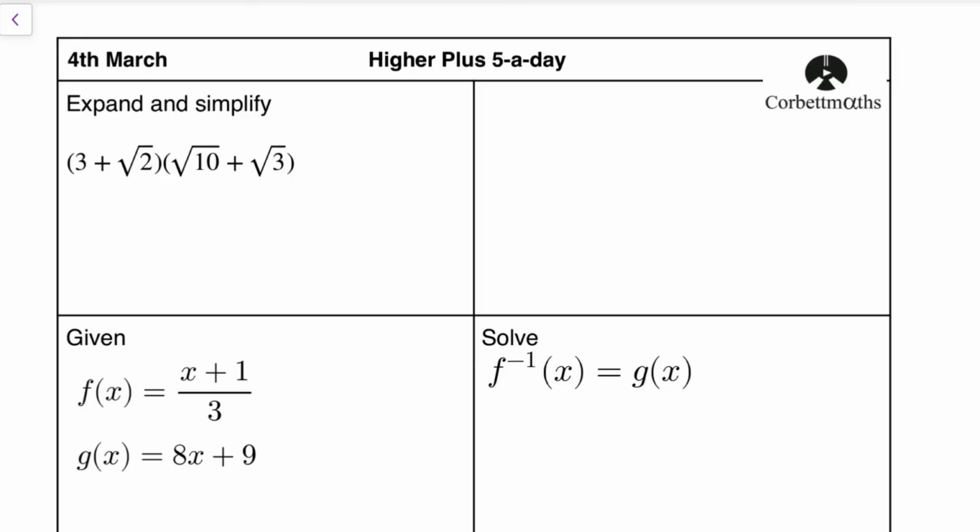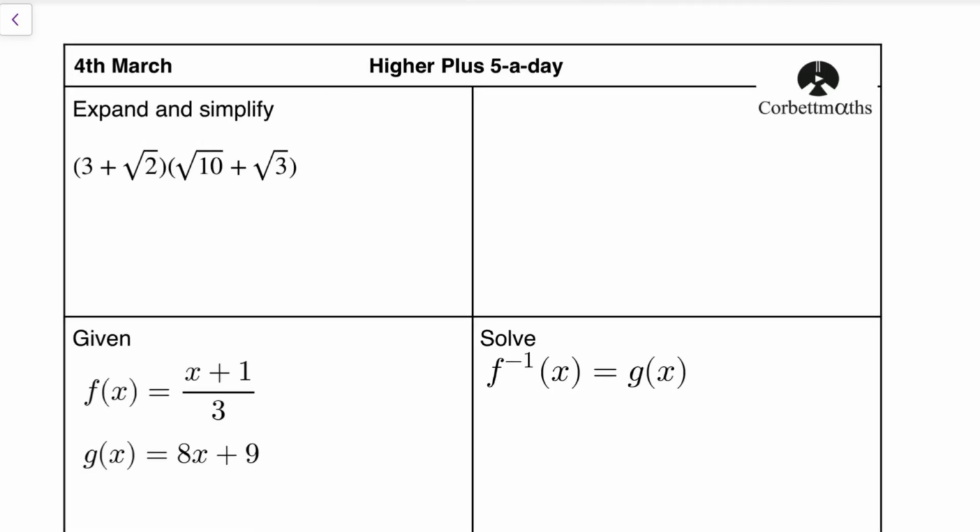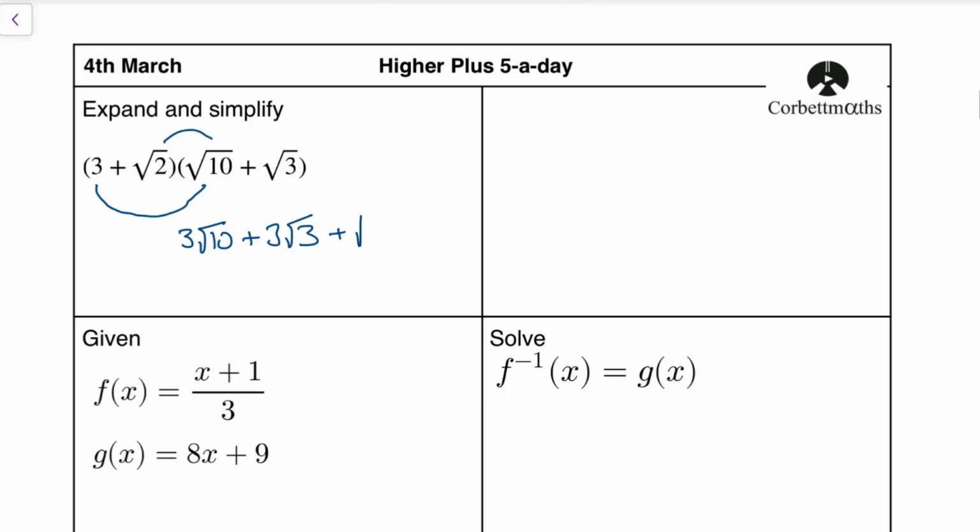Actually, this one doesn't look too bad, does it? So this is just an expansion using surds. So we've got a quadratic, so I'm going to do the usual, multiply everything by everything. So 3 times root 10 is going to be 3 root 10. 3 times root 3 is going to be 3 root 3. Then I'm going to use root 2. So root 2 times root 10 is root 20, because I multiply the numbers inside the roots. And root 2 times 3 is root 6.